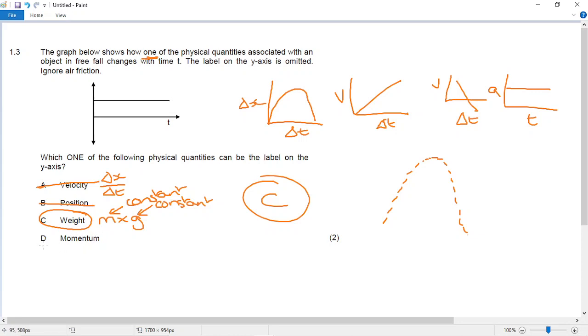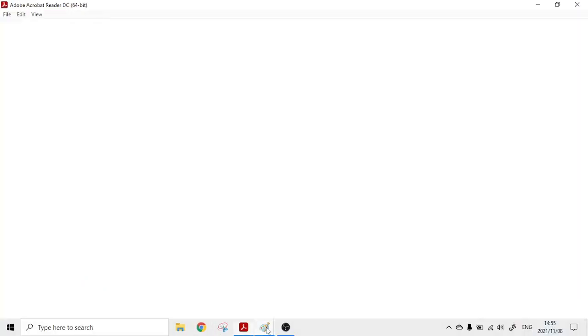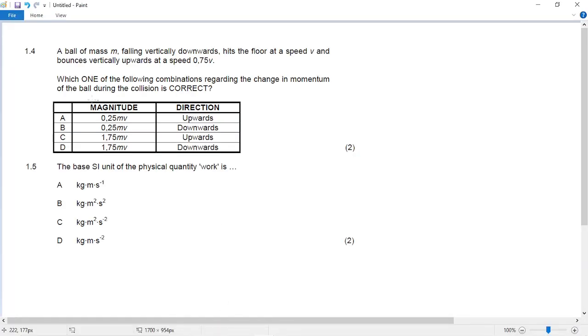And we can rule out D, the momentum, because the momentum is mv, and while I agree the mass is going to stay constant for a projectile, the velocity will change all the time. So the momentum graph would actually look basically the same shape as the velocity time graph. And then let's go to the next question if I click the correct button.